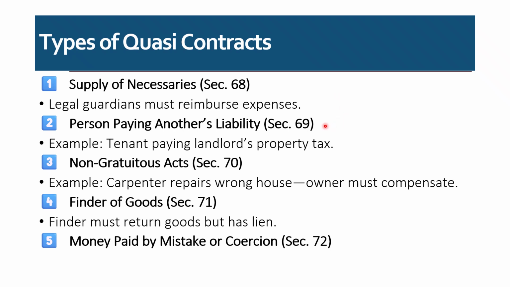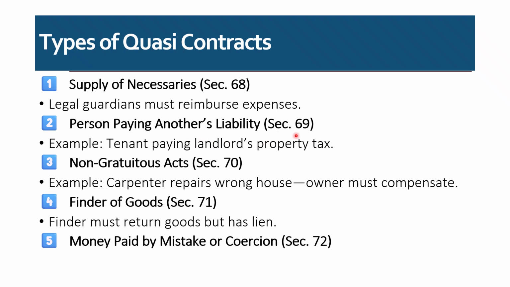Next is section 69. Here we say that it is person paying another's liabilities, or we also say it as payment by an entrusted person. A person who pays money on your behalf when you should have paid it can recover the amount. For example, tenant pays landlord's unpaid property tax to avoid the seizure, right? So this is wherein the another person is paying somebody's liability. This is section 69.